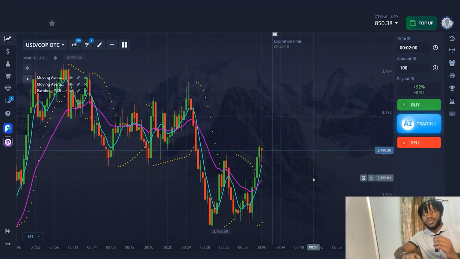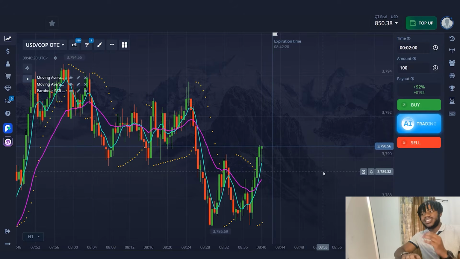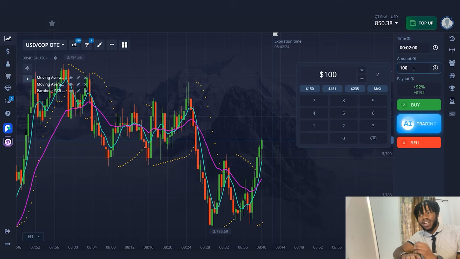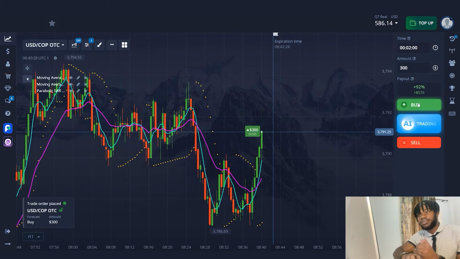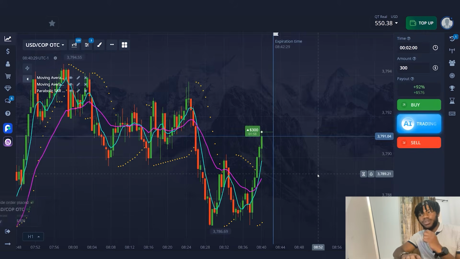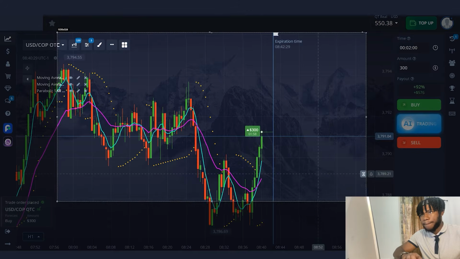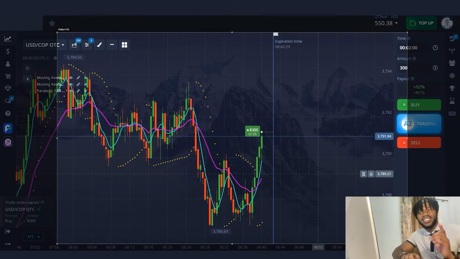Let's start with this situation. Now I will open a trade and tell you everything in detail. I use 2 minutes of trading time and I'll start with an amount of $300. My forecast is that the price is going to rise, so I press the green button to open a trade. Are you ready? Then watch carefully.